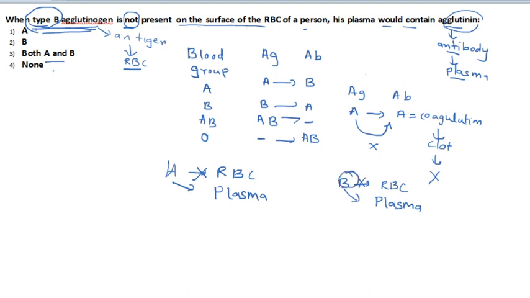So the correct option is B, that is, when type B agglutinogen is not present on the surface of the RBC, it will definitely be present in the plasma. So the correct answer is B. With this we end the question. We'll see you in the next question.